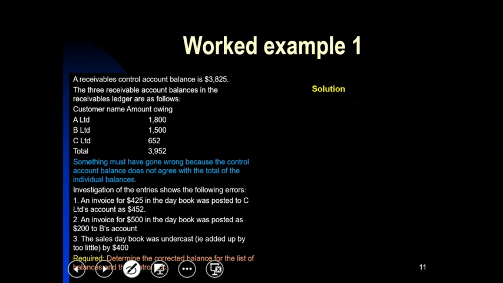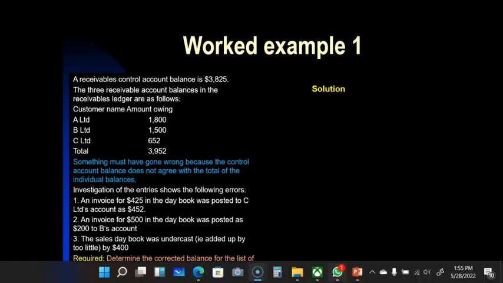Let us do this problem together. So just read it. I'm giving you 5 minutes. Just do it on your own. A receivables control account balance is 3,825. The three receivable account balances in the receivables ledger are as follows.